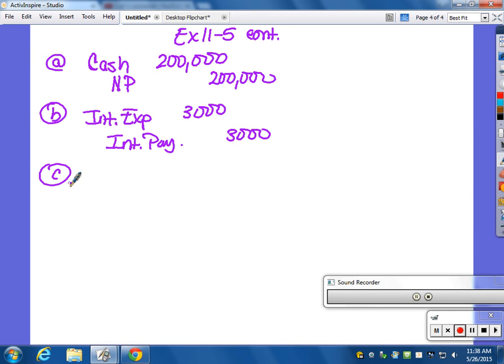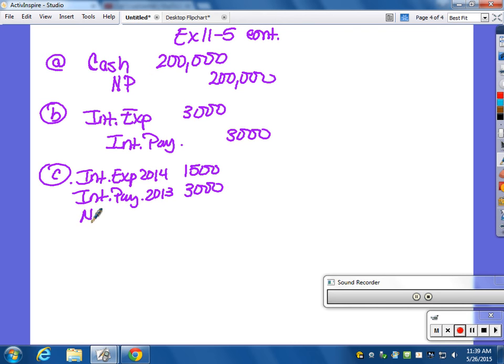And then C, we need to record the note at maturity. We need interest expense for the 30 days and interest payable for the 60 days, and what else? Notes payable, and then cash. Interest expense for 2014, 1,500. Interest payable, 3,000, which was 2013. Notes payable, 200,000, which is the principal. And then credit cash for the total amount, 204,500.